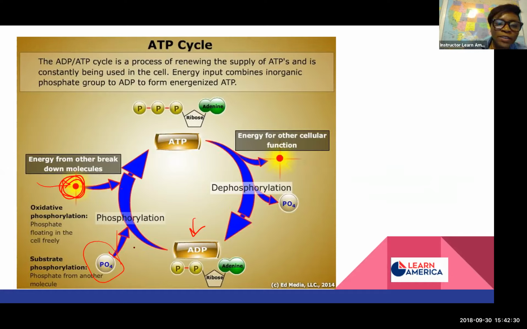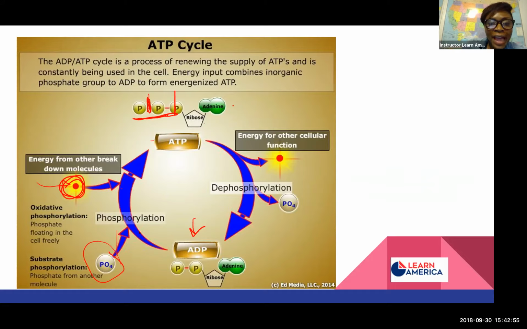So once that phosphate is added, take a look. Before we only had 2 phosphate groups, now we have 3 phosphate groups. The ribose is the same, adenine is the same. The major difference between the two is that extra phosphate group. That extra phosphate group being added, those bonds are high energy bonds. So when you break those bonds, energy is going to be released.